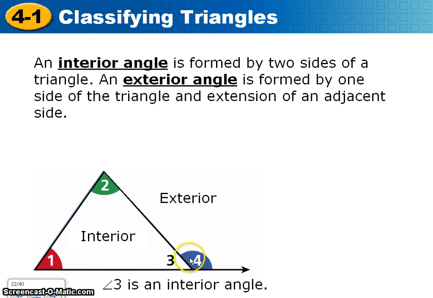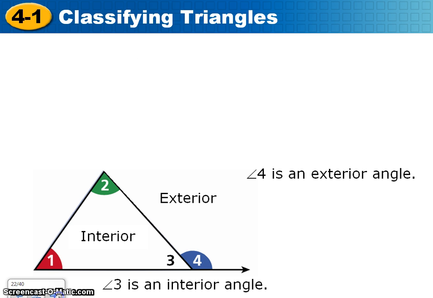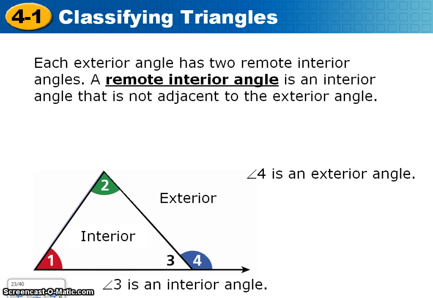Angle 3 is the interior angle. Angle 4 is the exterior angle that goes with it. Each exterior angle has two what are known as remote interior angles that are associated with it. A remote interior angle is an angle that's not adjacent to the exterior angle. So 3 and 4 are adjacent.